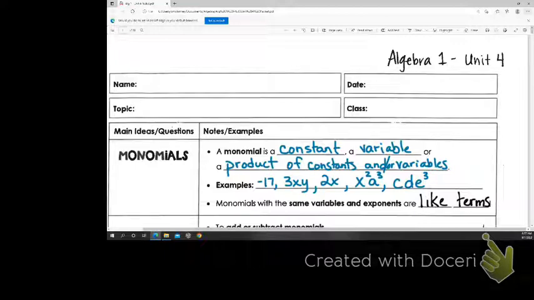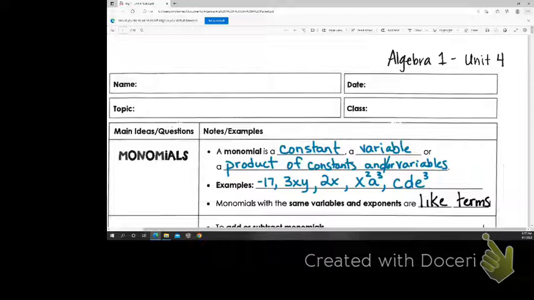So one of those new words is monomial, and mono like monotone, one tone, or monochrome, a painting with one color. So monomials just have one term. A monomial is really a constant, a variable, or some combination that's a product of constants and/or variables. So I just gave you a few examples.